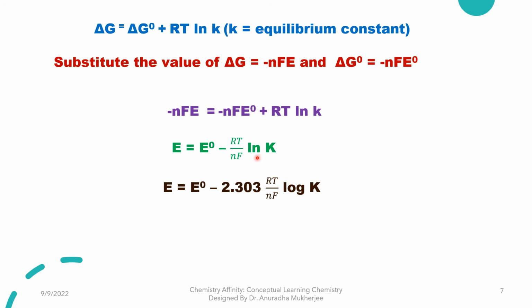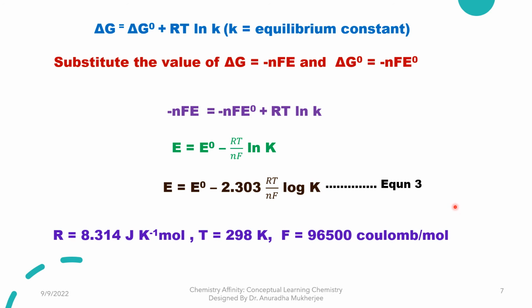Now we have to convert ln into log, so we multiply by 2.303. Then we get this equation, which is equation number 3. R is a constant with value 8.314 joule per Kelvin mole, T is 298 Kelvin, and F is 96,500 coulomb per mole. If we put all these values here, we get E equal to E0 minus 0.0591 divided by N log K. So equation number 3 and equation number 4 are the Nernst equation.